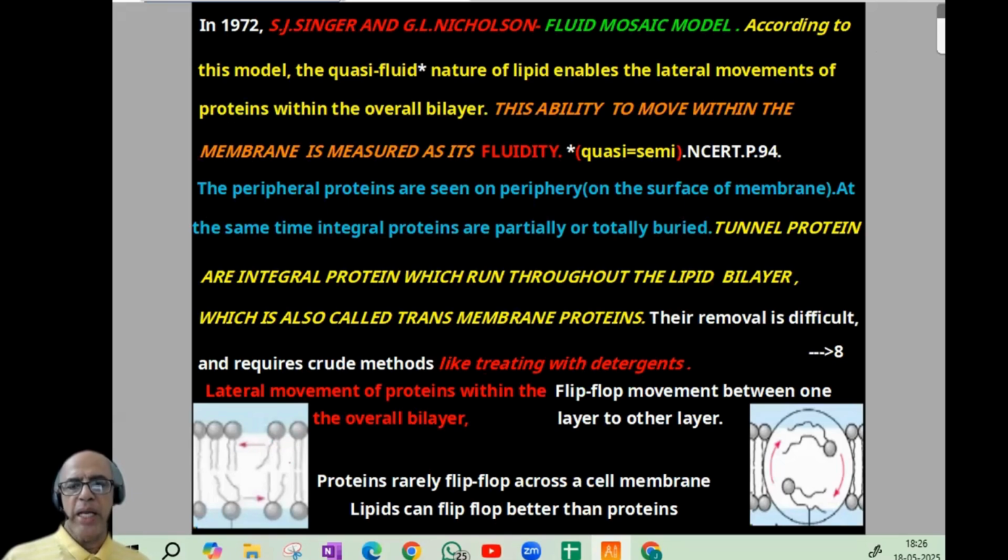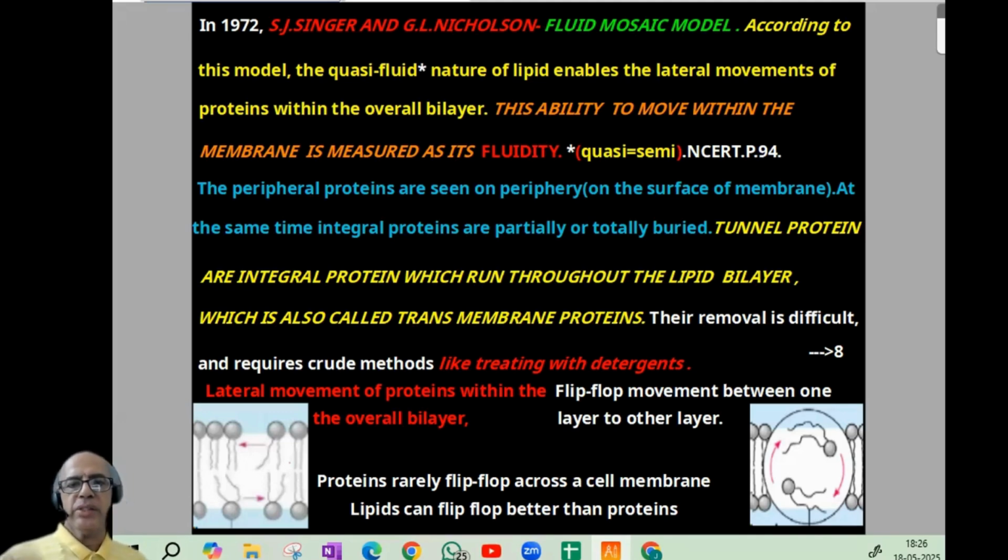Quasi means semi-liquid or semi-fluid. The quasi-fluid nature of lipids enables lateral, meaning sidewise, movements of proteins within the overall bilayer. And this ability to move within the membrane is measured as its fluidity. Theory question, entrance question. Quasi means semi. NCERT page number 94, it is specifically given.